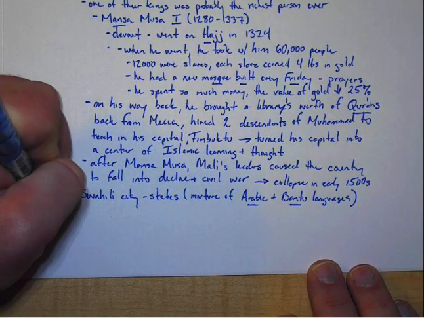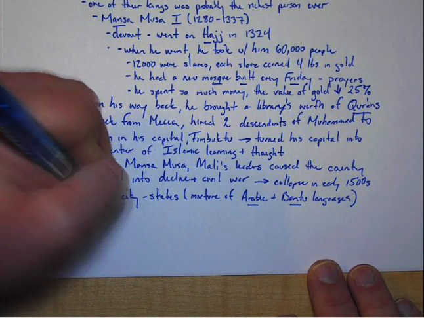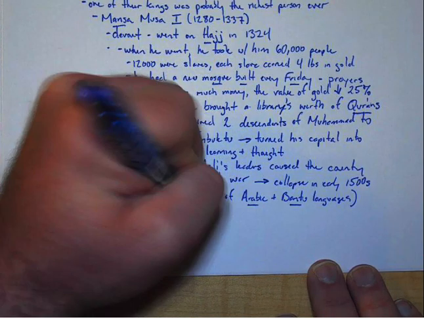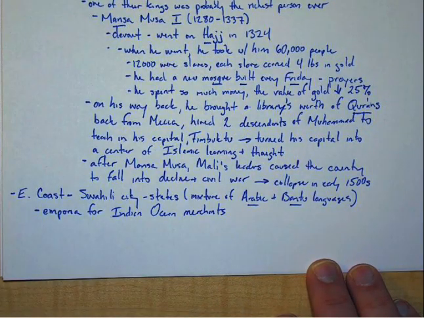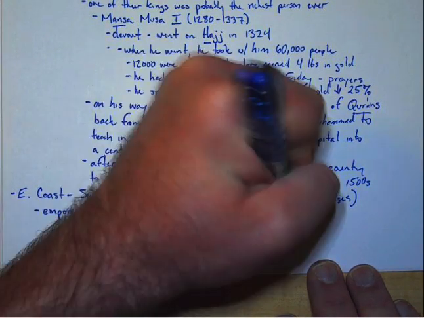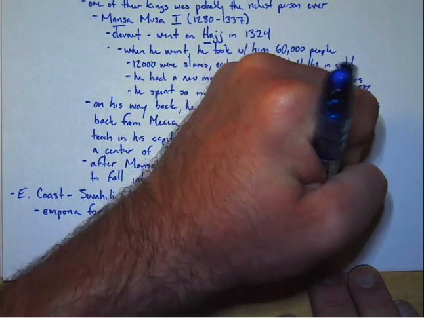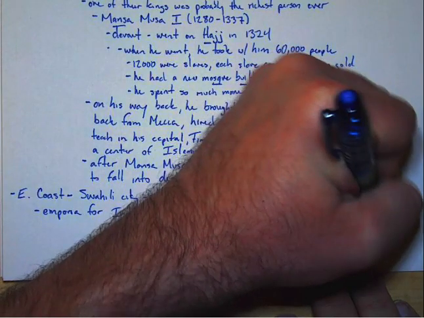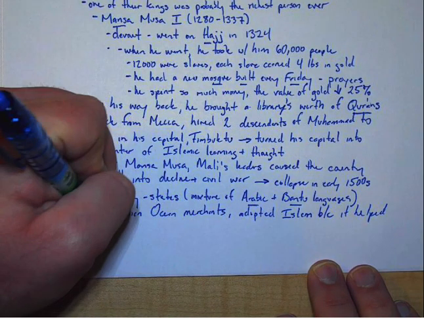So these acted as emporia for Indian Ocean merchants. And a lot of them adopted Islam because it helped with trade with the Muslim merchants.